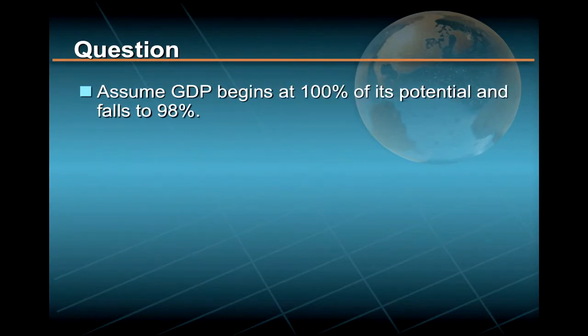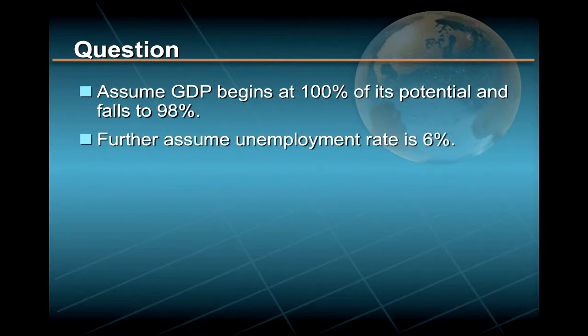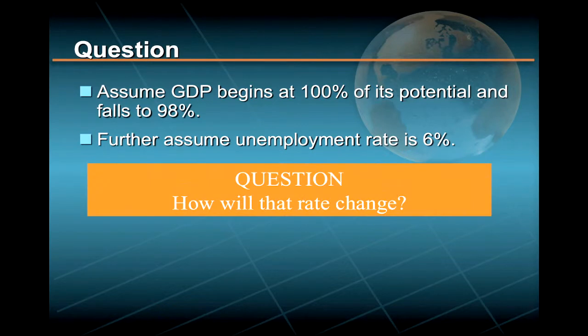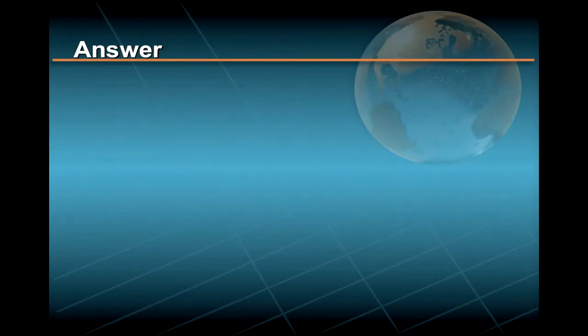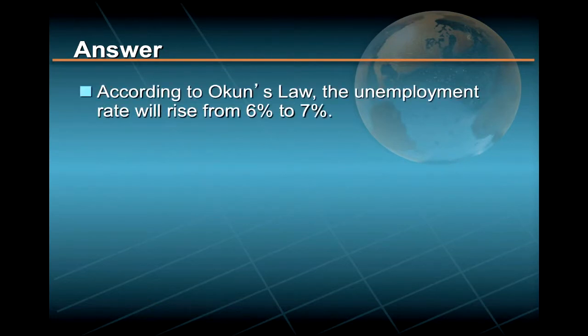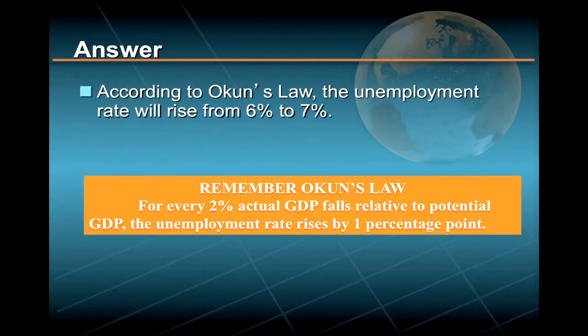If GDP begins at 100% of its potential and falls to 98% of potential, and if the unemployment rate is initially at 6%, how will that rate change? That's right. According to Okun's Law, the unemployment rate will rise from 6% to 7%.